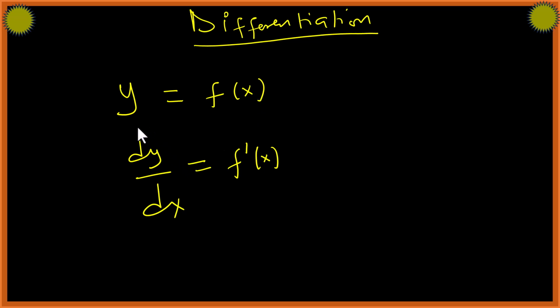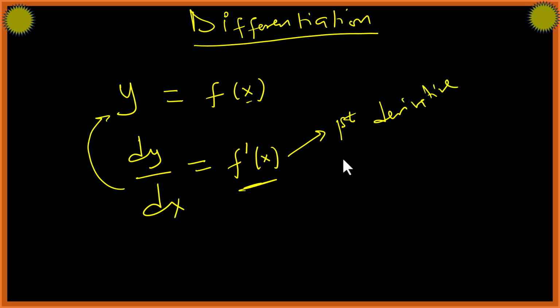So we have dy dx. It means the derivative of y with respect to x. So this one would tend to f prime of x. This is also known as the first derivative, or in other words, we can say the gradient function of y with respect to x.